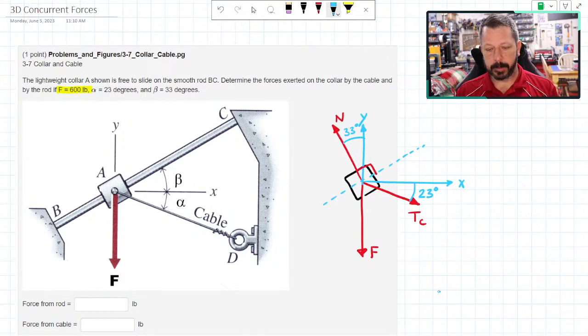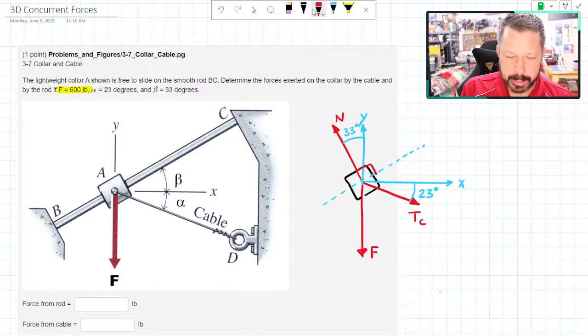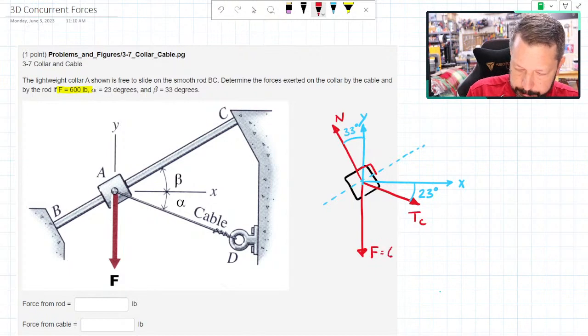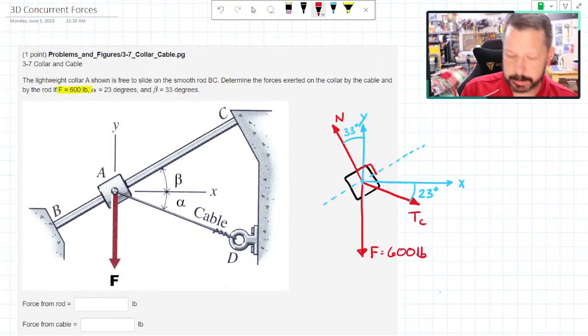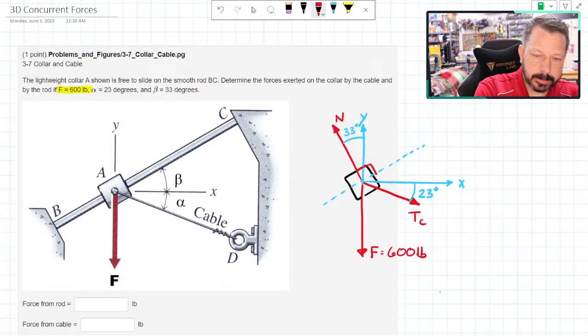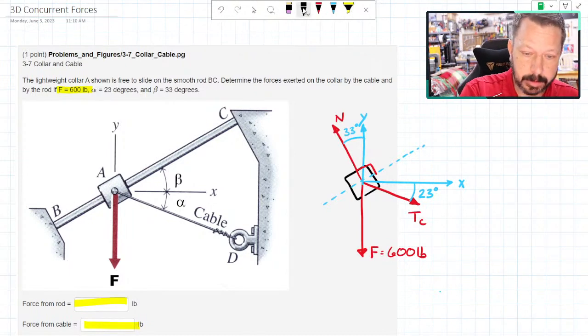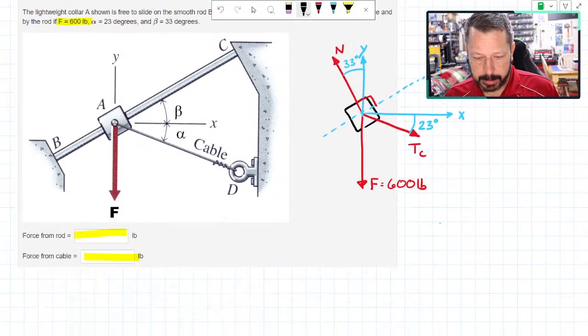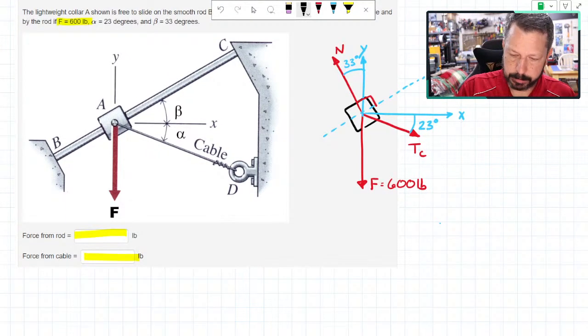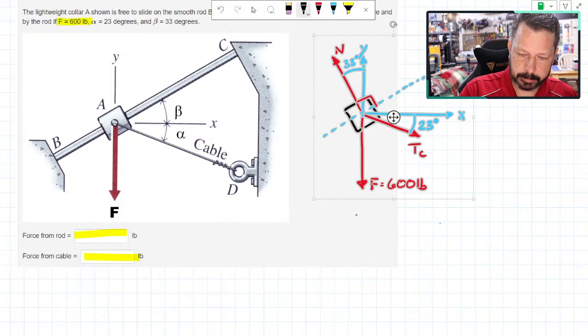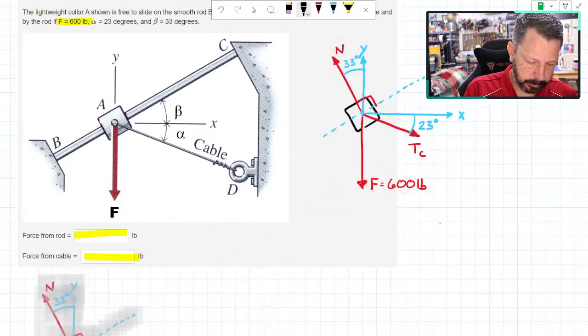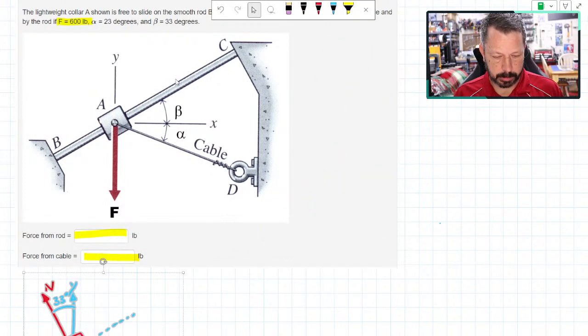And what we need to do is, we know one other thing. We know F is 600 pounds. So we actually know that. The problem is actually asking us to solve for the force from the rod, that's what I called N, and the force from the cable, which I called TC, tension in the cable. Now that I'm thinking about it, I kind of want to move this down below so that everything's in a straight line over here. More like that. Okay.